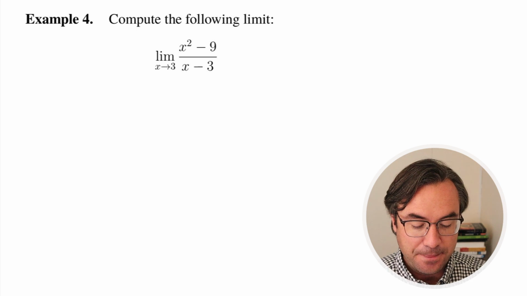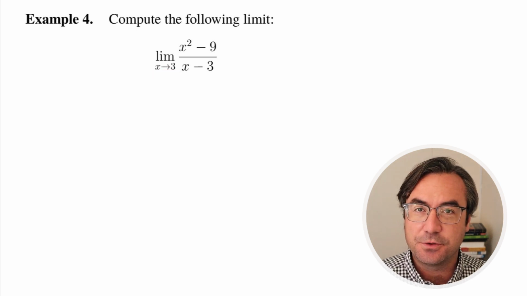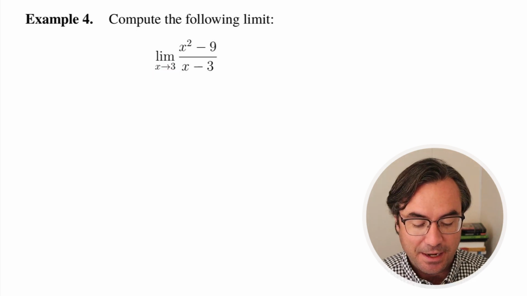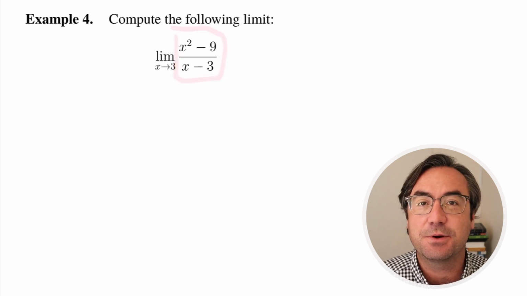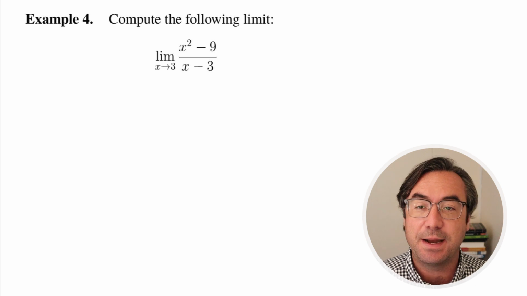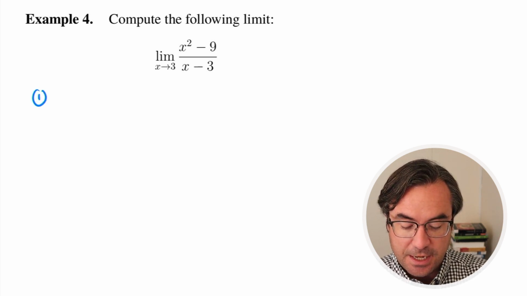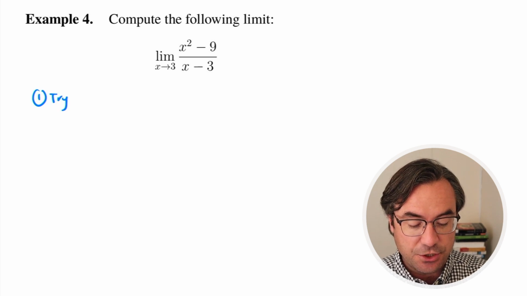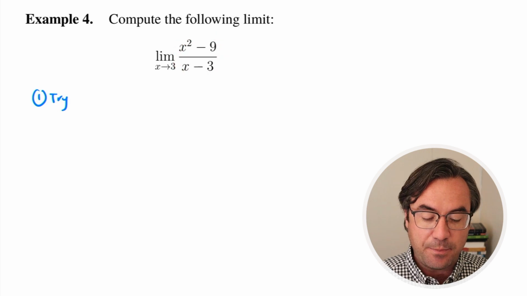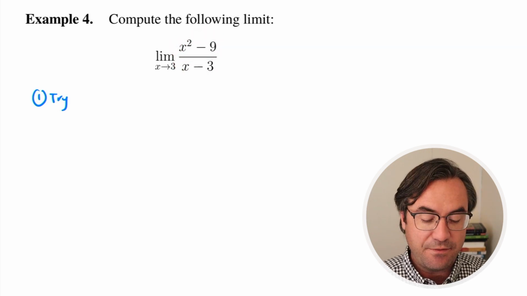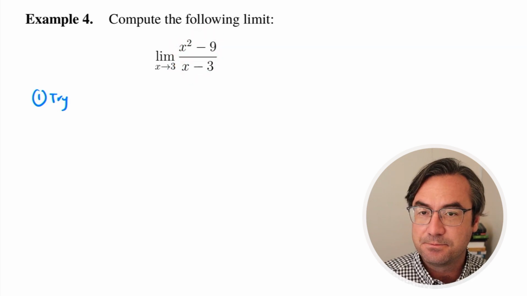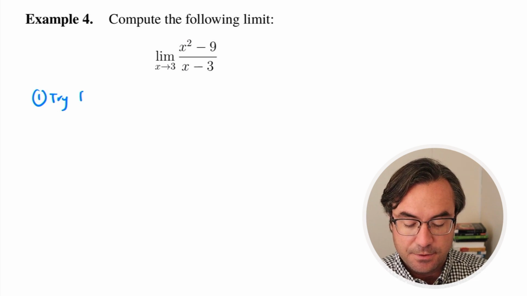All right, so x is approaching 3. We're going to do the limit as x approaches 3, and our function here is x squared minus 9 over x minus 3. So the first thing we want to do is we're just going to try. This is a rational function. So we have a polynomial on the top and a polynomial on the bottom. So we're going to try direct evaluation.